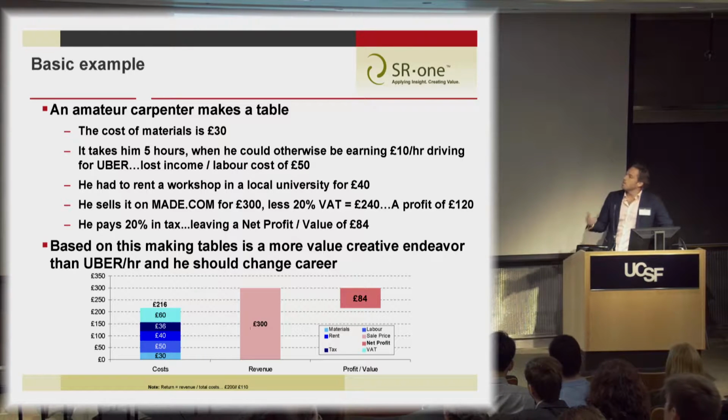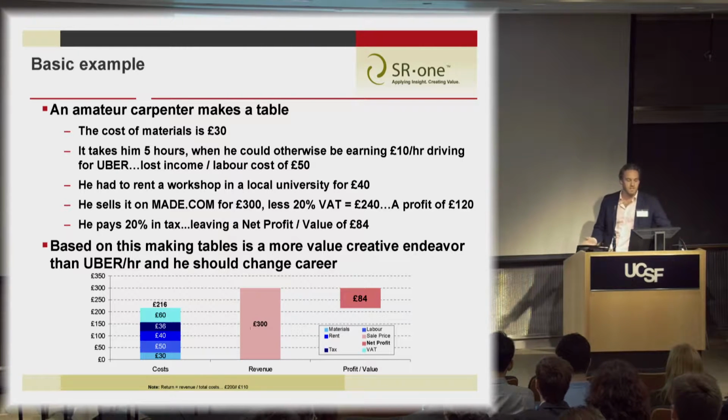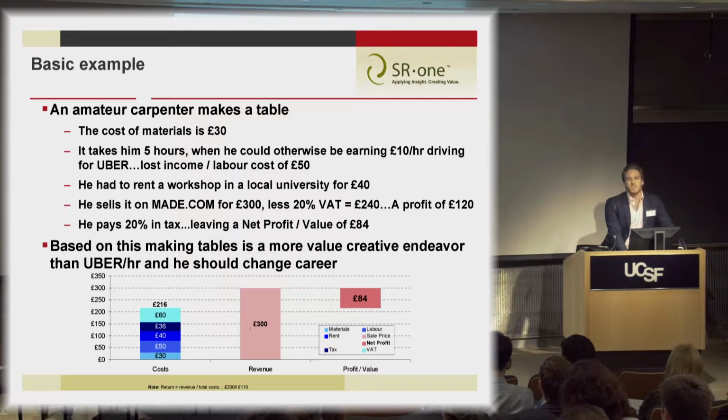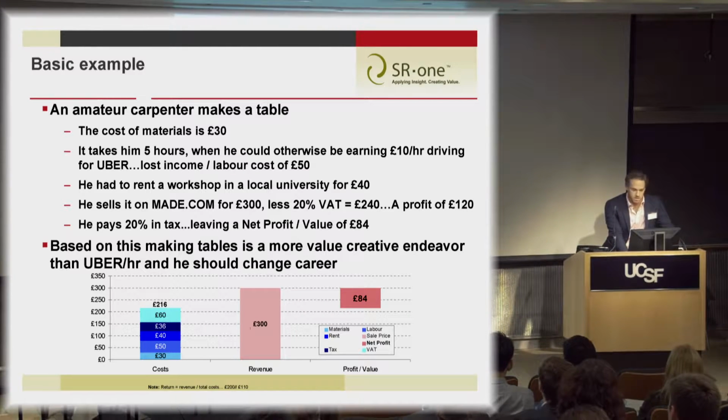But once he's built his table, he's sold it on made.com. I don't know if you have that over here, but it's a place where designers can sell things. And he ends up making £84 more of profit out of doing that. He gave up £50. It's a value-making decision that was a good use of his time, and he enjoyed it. So he starts thinking that maybe he should ditch Uber and go into the design business.